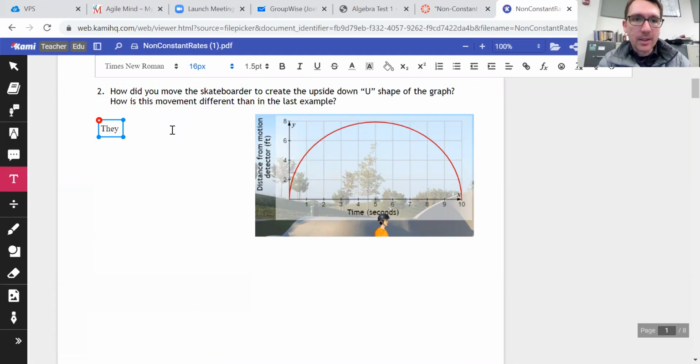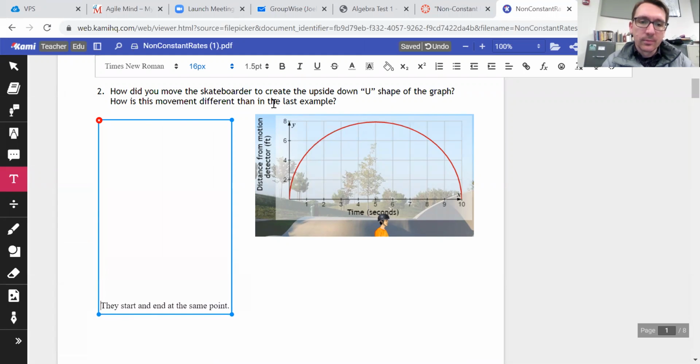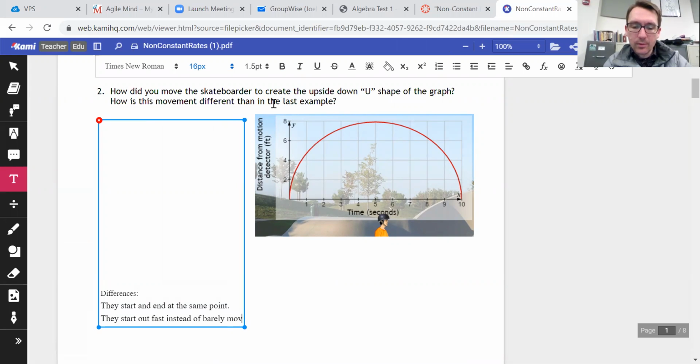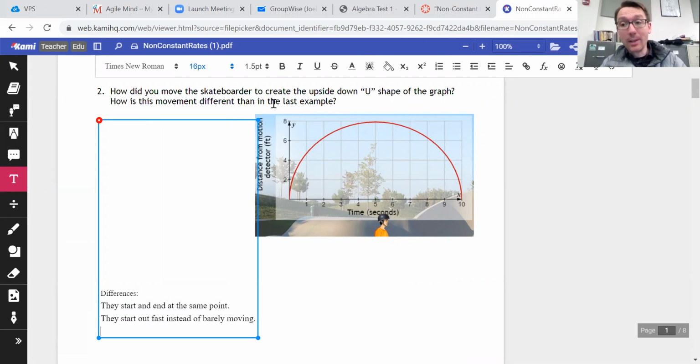They start and end at the same point. That is one way that this is different from the last. Differences: they start and end at the same point. They start out fast instead of barely moving. In order to start and end at the same point, they must turn around and go back the other direction. They go one direction, they turn around and go the other direction. That did not happen the last time. They turn around and go in the opposite direction.